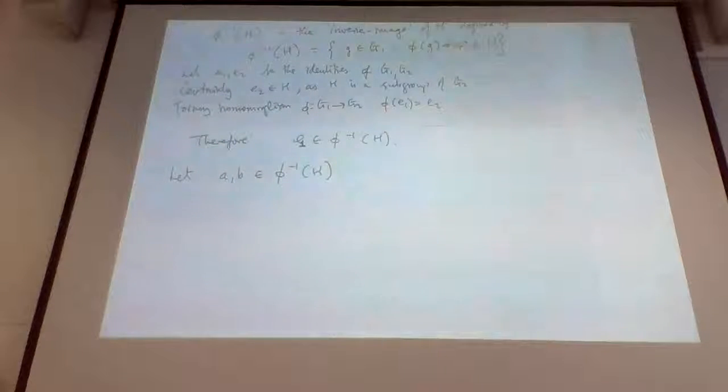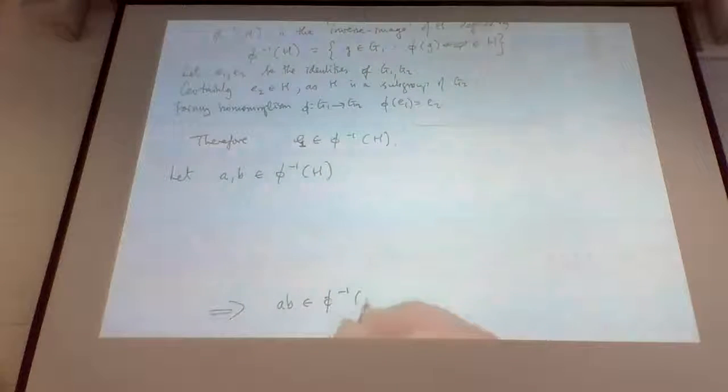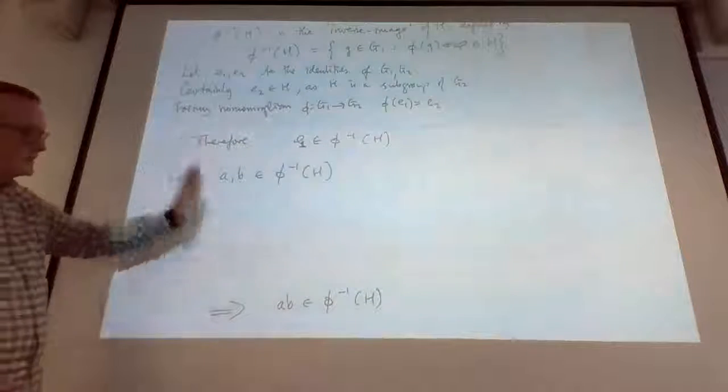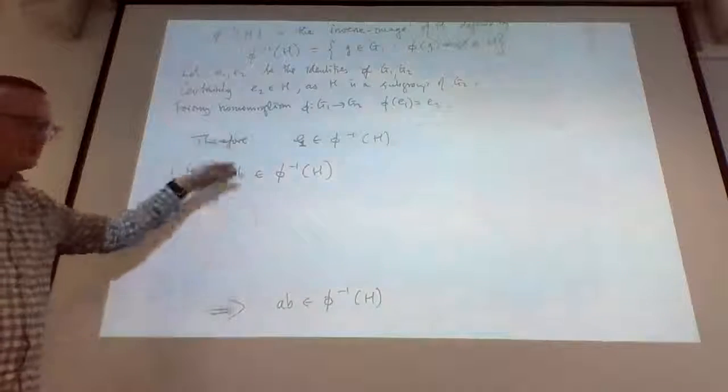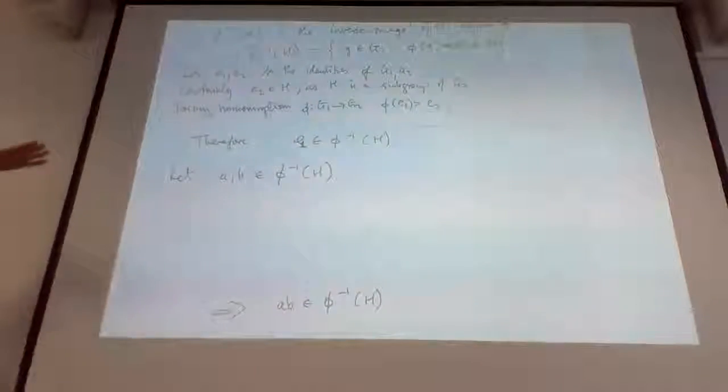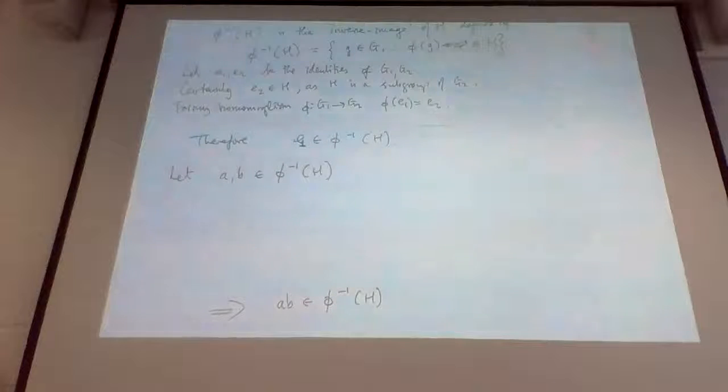You want to show closure. So you need to build an argument that implies that AB is in phi inverse of H. Always be looking out for this, like I stressed in number theory. Always be trying to see the argument. You know the beginning of the argument, you know the end of the argument. You just have to join the two together.